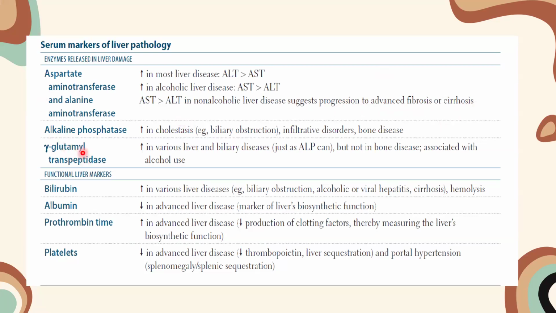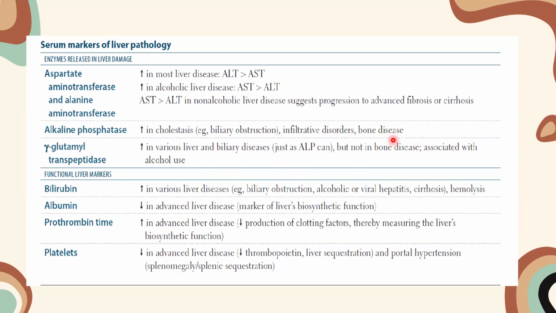Another enzyme is alkaline phosphatase, which is ALP, and this is going to be increased in cholestasis, for example, biliary obstruction. The bile can't come out of the biliary tree. Or infiltrative disorders or bone disease. Now this is important, that it is also elevated in bone diseases. Another enzyme called gamma-glutamyl transpeptidase is also elevated in various liver and biliary diseases, but not in bone disease.